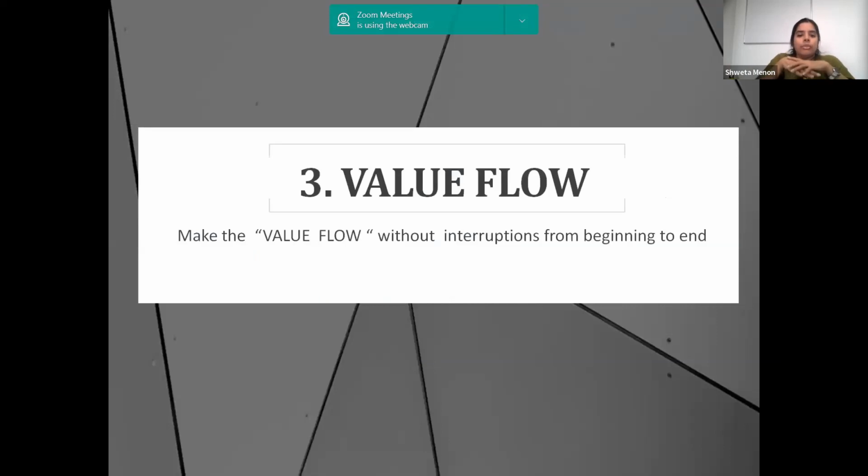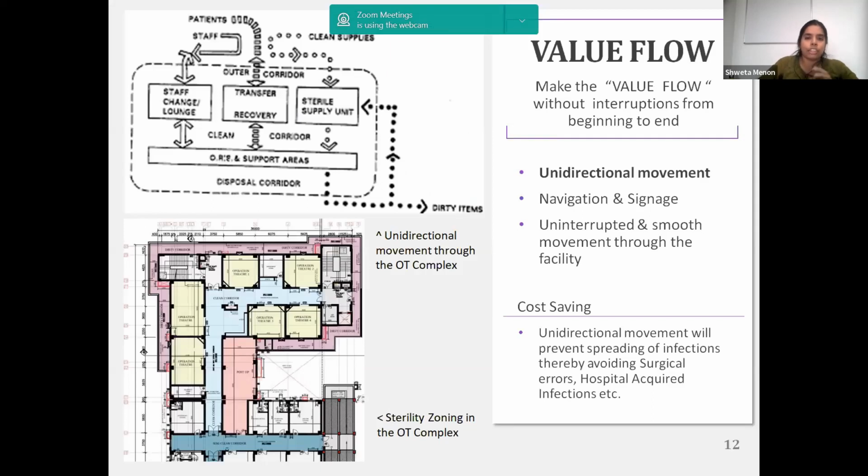Next comes the value of the flow. That is now your earlier step, you've decided on the departments. Now it is on how you will move through these departments. Now the main thought in this flow is it should be uninterrupted, smooth from beginning to end. There should not be any obstacles or any reason to divert from the path. So there are 2-3 aspects to look in this. There is the traditional unidirectional movement, which is followed in every single hospital. There is navigation signage, and there is uninterrupted movement through the space.